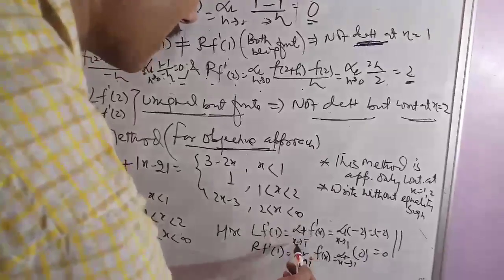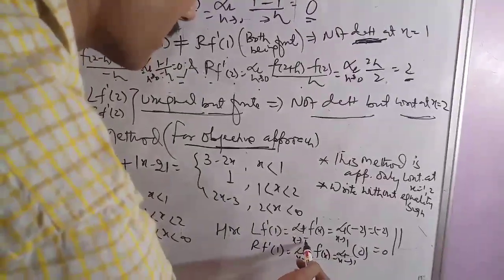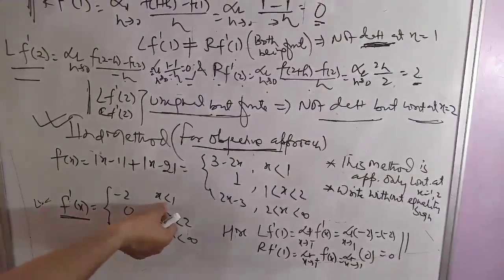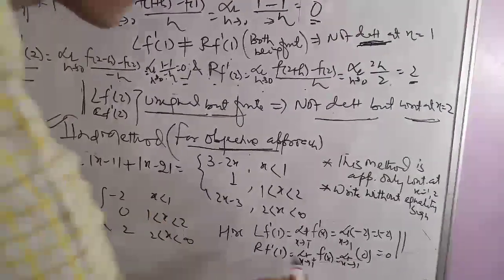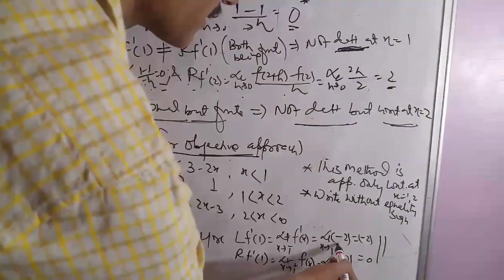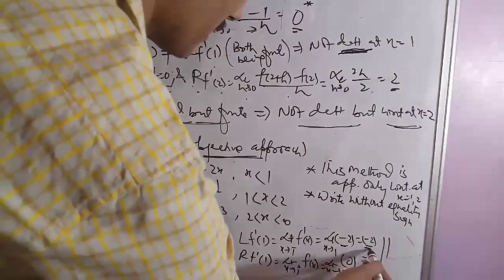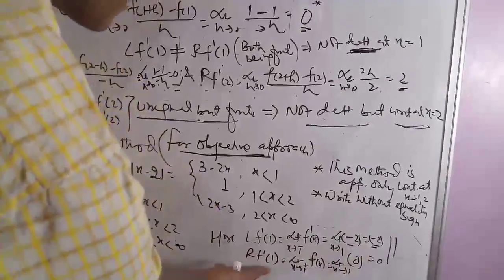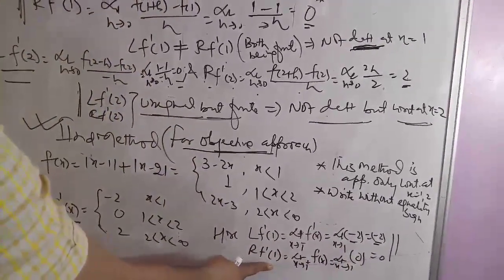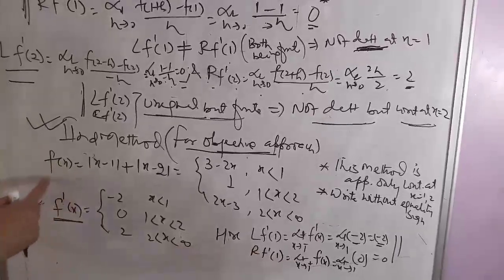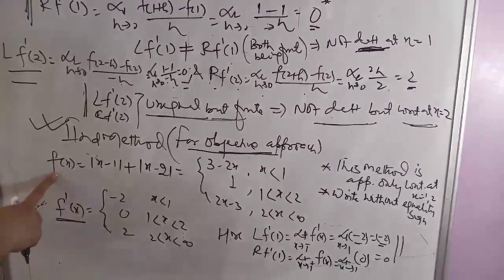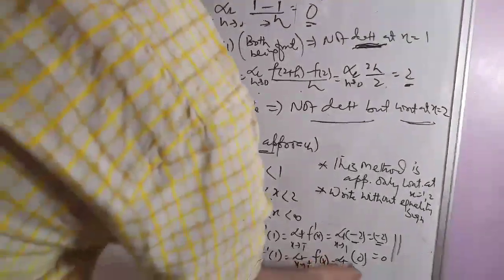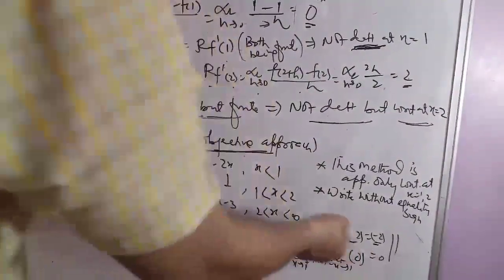So the limiting value of f dash x, x tends to 1 minus. In this case x is less than 1, f dash x equal to minus 2. So right here f dash x equal to minus 2, we have result minus 2. Left hand derivative at 1 is minus 2. Right hand derivative at 1 means the limiting value of f dash x when x tends to 1 from right, that is this. In such case we take f dash x equal to 0.